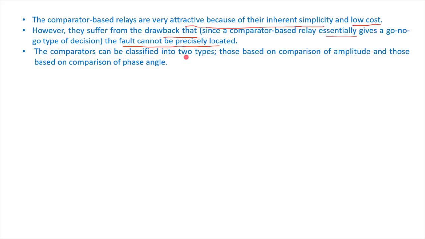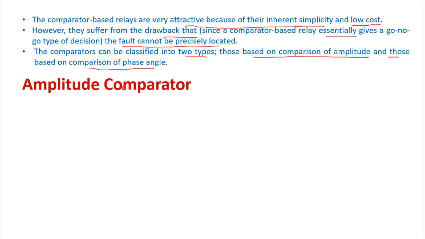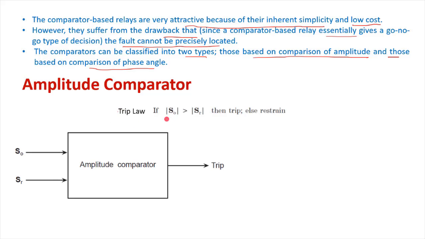So the comparators can be classified into two types, those based on comparison of amplitudes and another kind based on the comparison of the phase angle. So let us talk about the amplitude comparator. If we have two signals and we know the amplitude, then it trips if SO, that is the operating signal, is greater than the restraining signal, else it restrains. So the building block of an amplitude comparator has two signals with amplitudes SO and SR. SO is the operating signal and SR is the restraining signal. It gives the trip signal if the magnitude of SO becomes greater than the magnitude of SR.